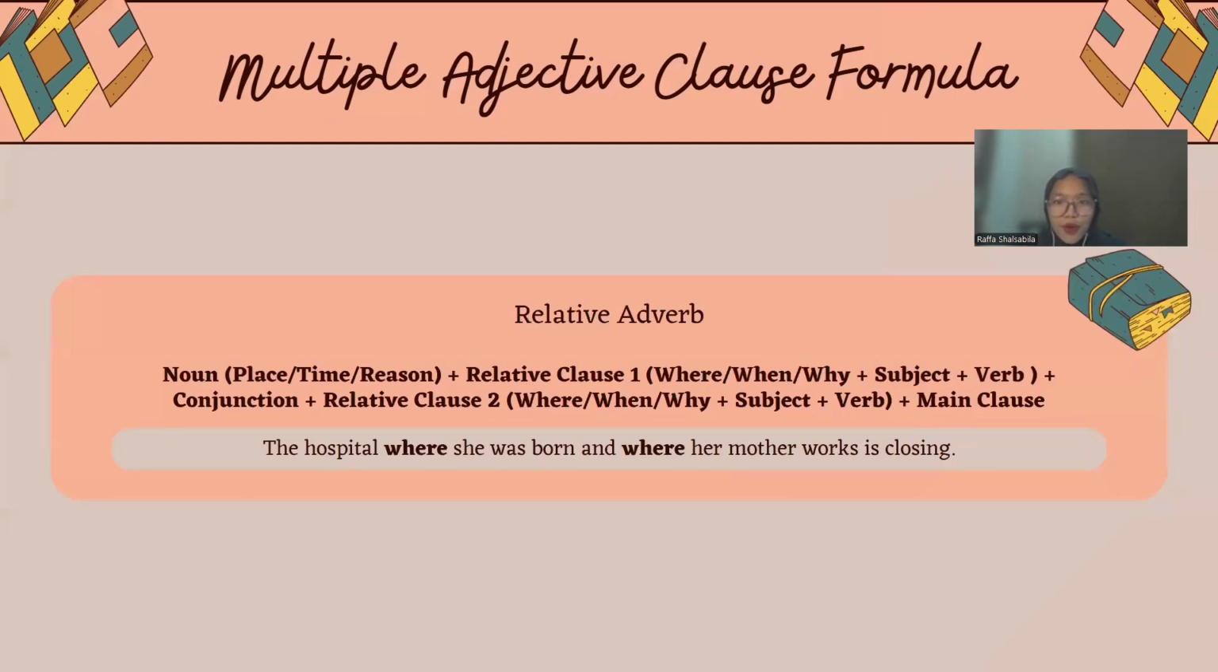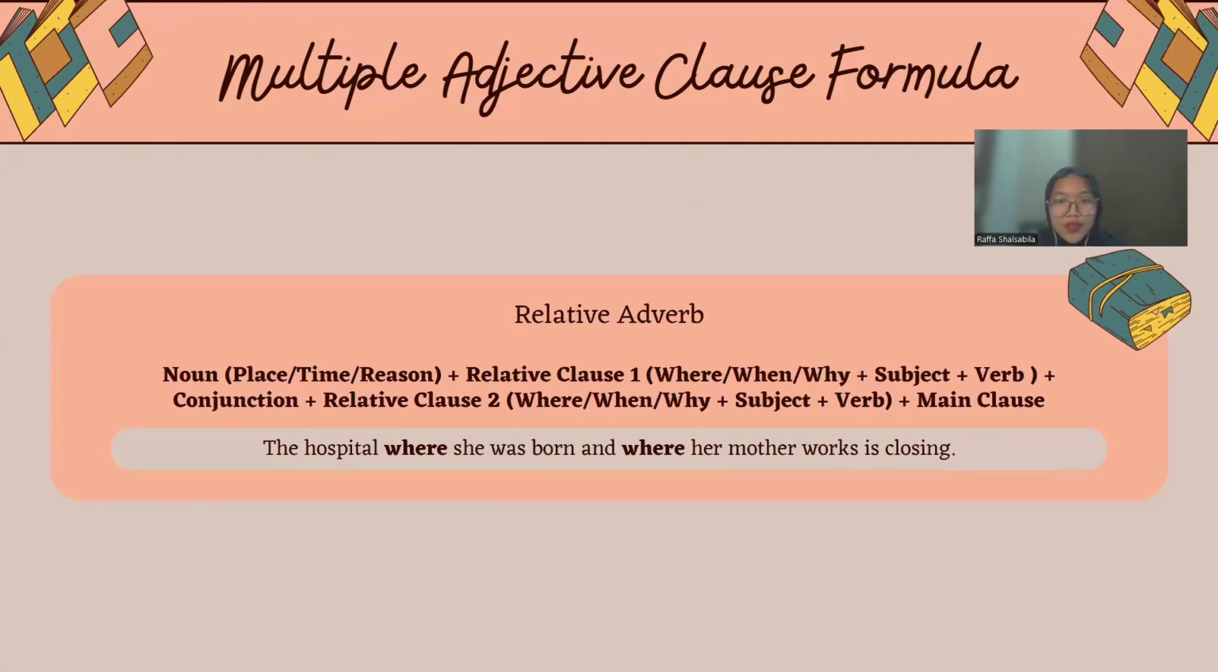Relative adverb. When you want to explain the place, time, or reason of a noun using more than one piece of information, you can use multiple adjective clauses that start with relative adverbs, namely where, when, and why. The formula is noun as place or as time or as reason plus relative clause 1, where, when, or why, and subject, plus verb, plus conjunction, plus relative clause 2, plus main clause.